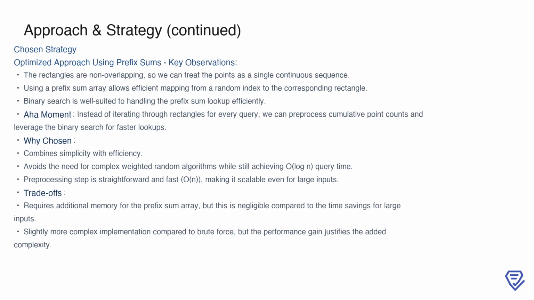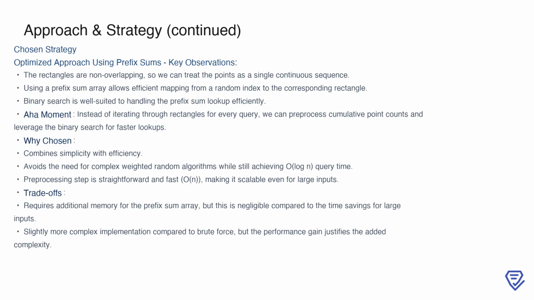There are several key observations that make this approach ideal. First, because the rectangles are non-overlapping, we can consider all the points as part of a single, continuous sequence. This allows us to map any random point index directly to its corresponding rectangle using the prefix sum array. The use of binary search to perform this mapping ensures that the lookup is both fast and efficient. The aha moment here is realizing that instead of performing a linear search through rectangles for every query, we can pre-process the cumulative point counts once and leverage this pre-processing for rapid queries.